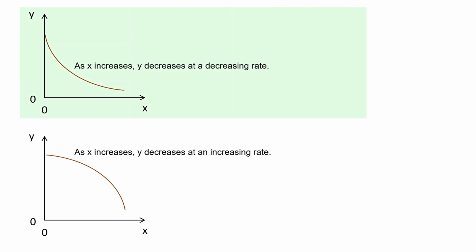For this graph, as x increases, y decreases, but the gradient decreases as well. We describe this as "as x increases, y decreases at a decreasing rate." For the next graph, as x increases, y decreases, but its gradient increases. We describe this as "as x increases, y decreases at an increasing rate."